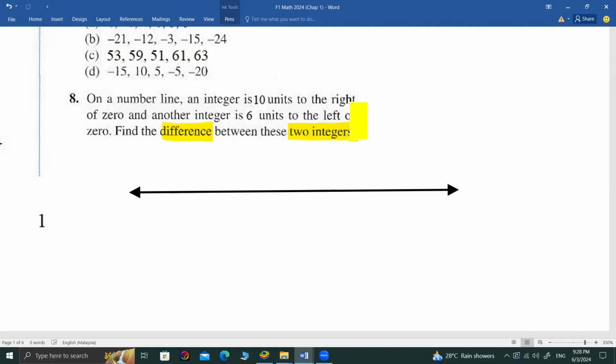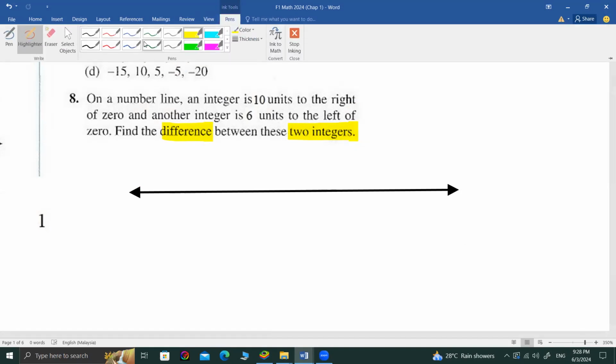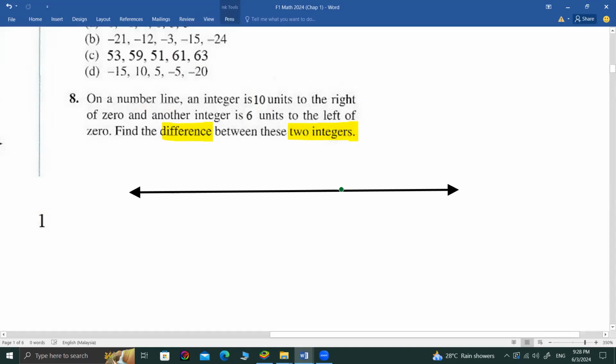Okay, let's say 2 to 5. What is the difference from 2 to 5? 3. 5 minus 2, you get 3. You got what I mean? Now, class, what does the question mention here? There's no need for you to draw, because the question asks you to find the difference.